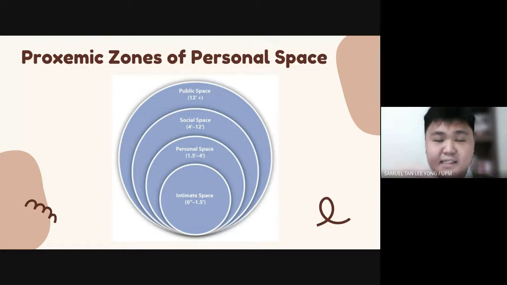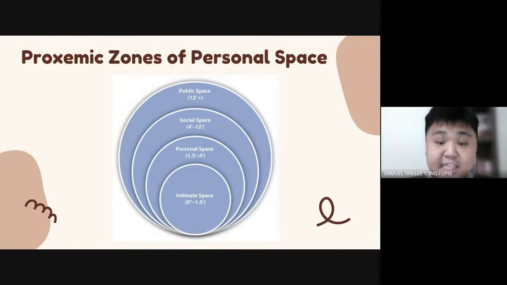For example, you are teaching a huge class of 50 students, and you are using teacher-centered learning, you are writing on the board. That is when you use public space. And social space is like you walk around during the group activities and you facilitate them. And personal space is more like a one-to-one consultation session between teachers and students.